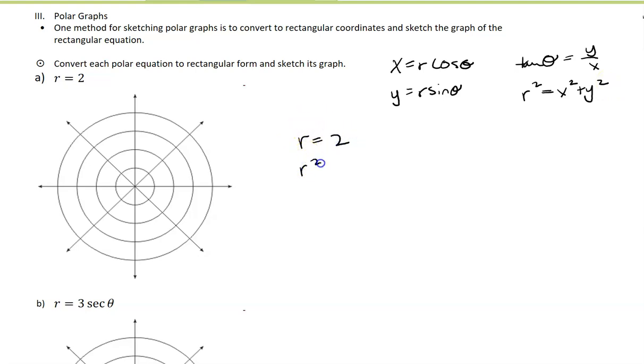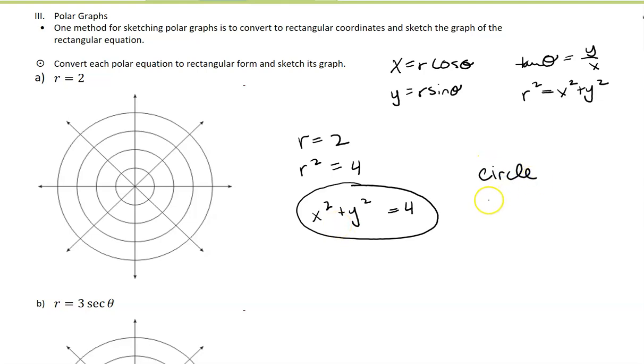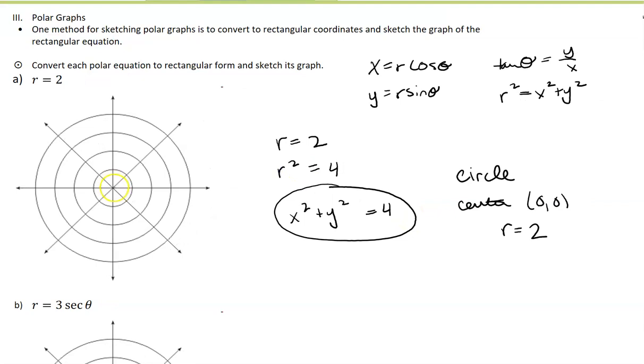So for this one, I have r equals 2, and what I'm going to do is square both sides and get r² equals 4. And I know that r² is equal to x² plus y². So this gives me the equation x² plus y² equals 4. Now I recognize this as being a circle with a center at the origin 0, 0 and a radius as the square root of 4 or 2. X minus h² plus y minus k² equals r². So I know that this graph is a circle with a center here and a radius of 2. And just pretend I traced that circle nicely.